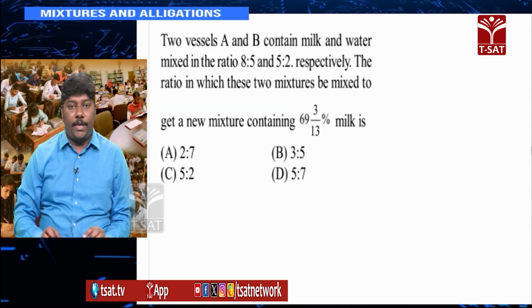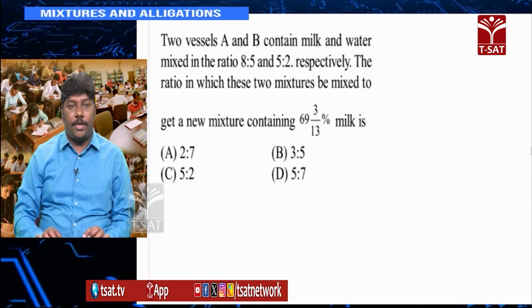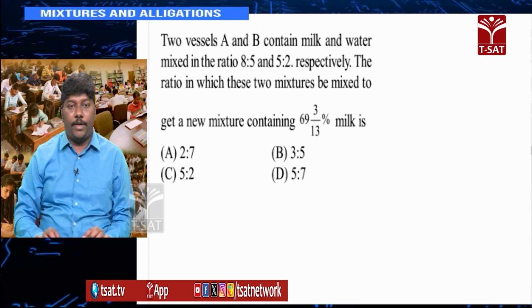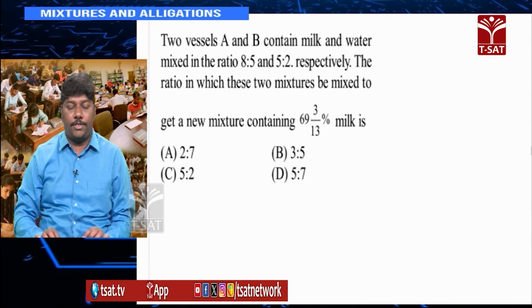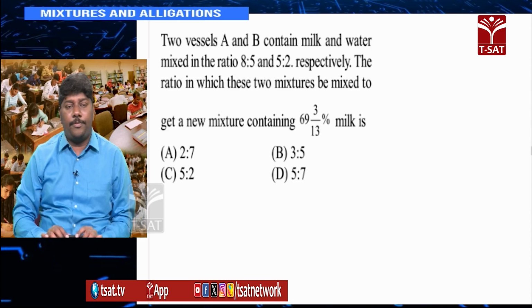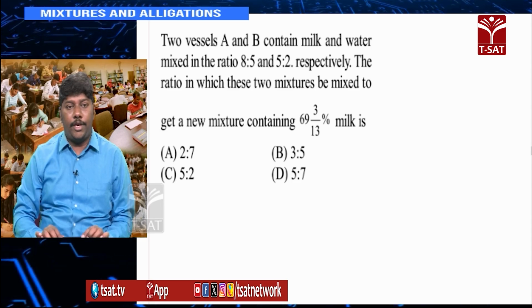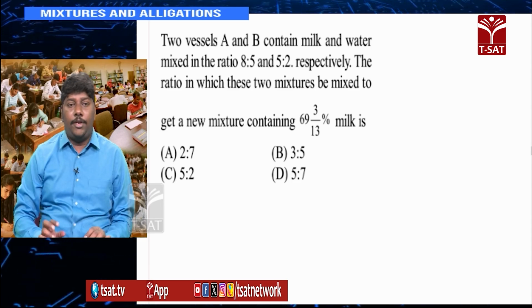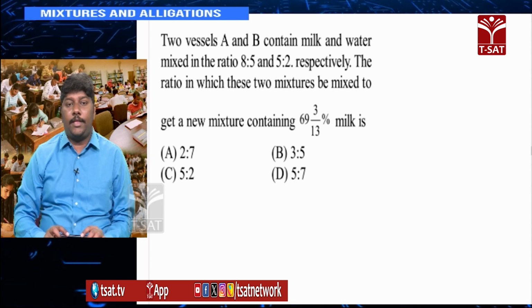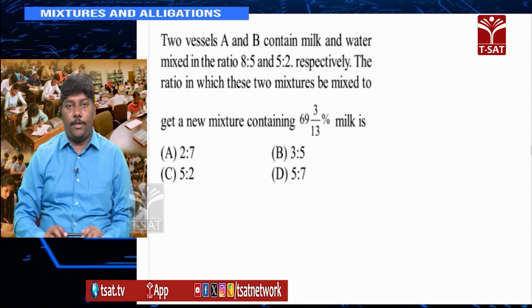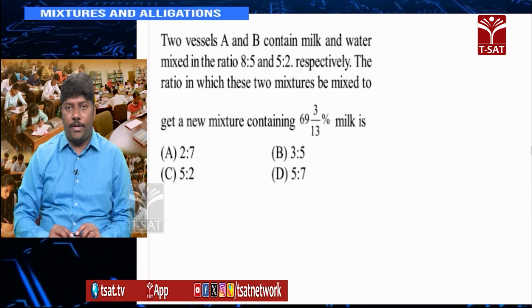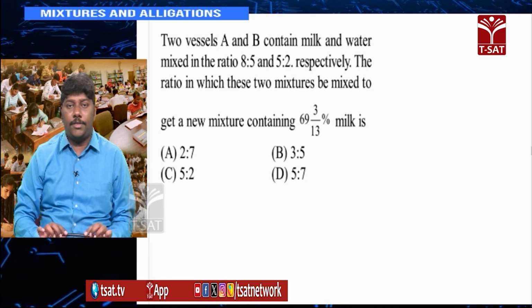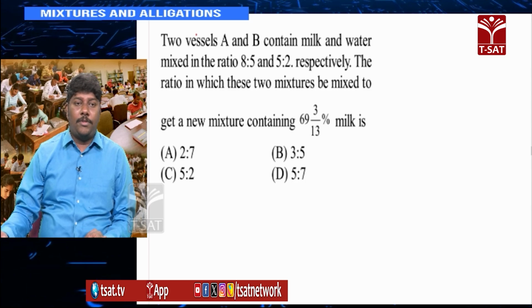Two vessels A and B contain milk and water mixed in the ratio 8:5 and 5:2 respectively. The ratio in which these two mixtures be mixed. These two mixtures to be mixed means N1:N2 ratio he is asking you, so that you get the new mixture containing 69 3/13% milk. See, milk is huge here, 69 3/13, but there is no rule that I have to take milk, so I am going for water. So, how much is water?